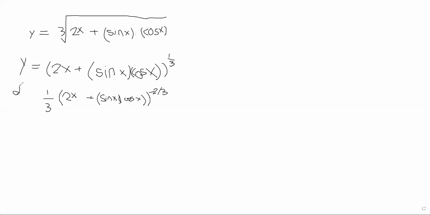And then we're going to have to multiply everything by the derivative of the inner function. We're going to take the derivative of 2x, which is just 2. And then we're going to have to use the product rule to find the derivative of sine of x times cosine of x. So 2 plus the derivative of this product. So the product rule tells us we're going to do the derivative of the first times the second, plus the first times the derivative of the second.